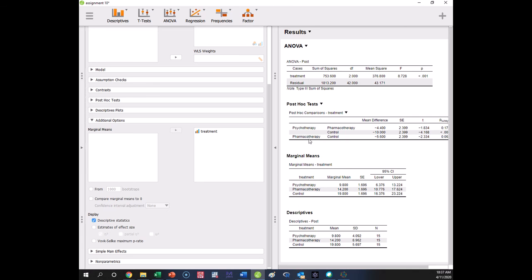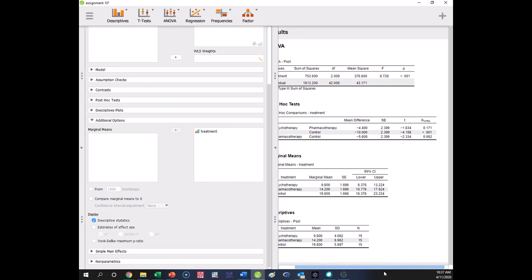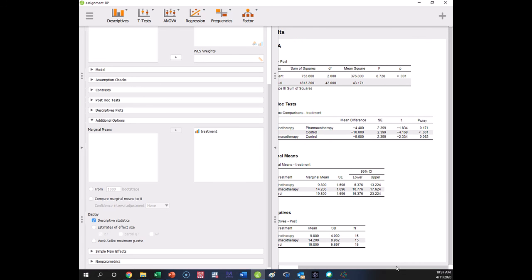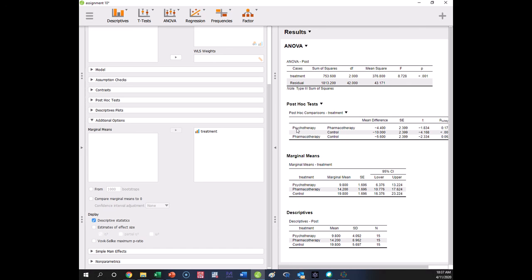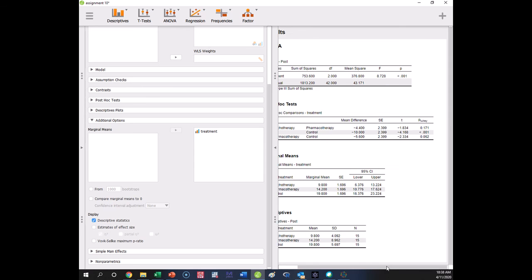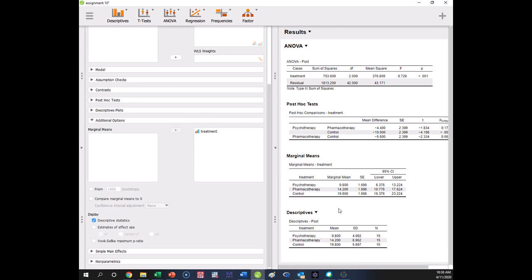And although pharmacotherapy and control, and I would put the mean and standard deviation because we haven't reported it yet, did not differ significantly, individuals in psychotherapy did significantly better than individuals in control in that they exhibited fewer manic symptoms, P less than 0.001. So that would be everything we need to interpret these results.